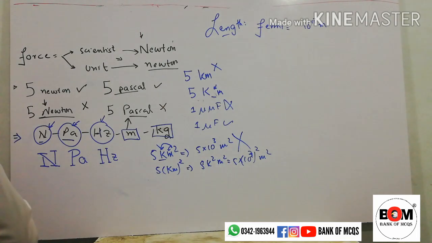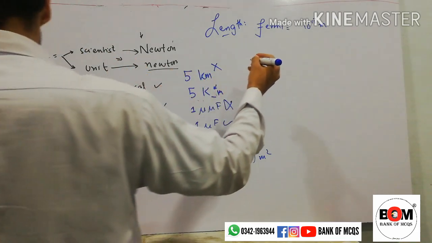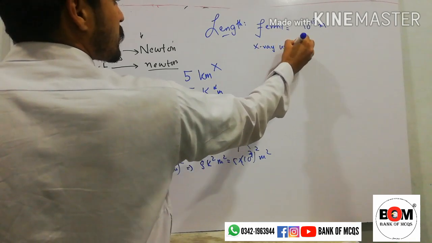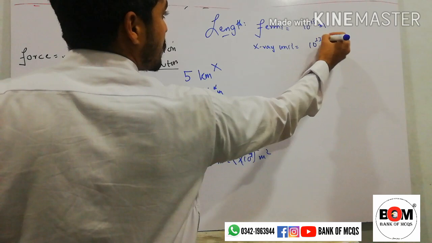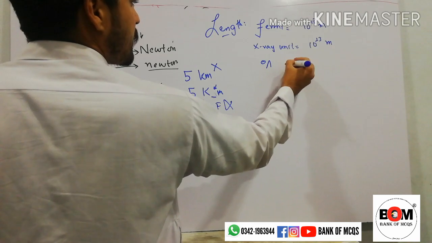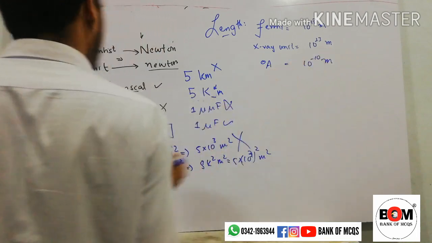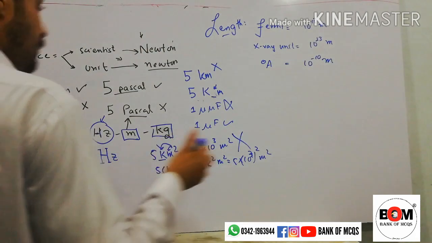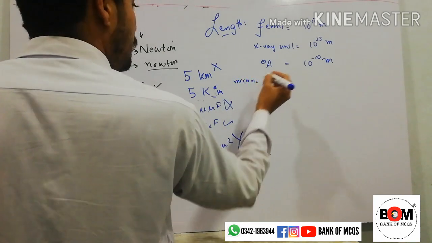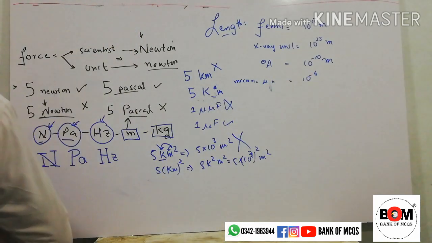The next is X-ray unit. This is also a distance unit. X-ray unit is equal to 10 raised to power minus 13 meter. The next is another unit, we call it angstrom. This is also a unit of length, which is equal to 10 raised to power minus 10 meter. We have another unit which we call micron. Micron means micro, so the value is 10 raised to power minus 6.